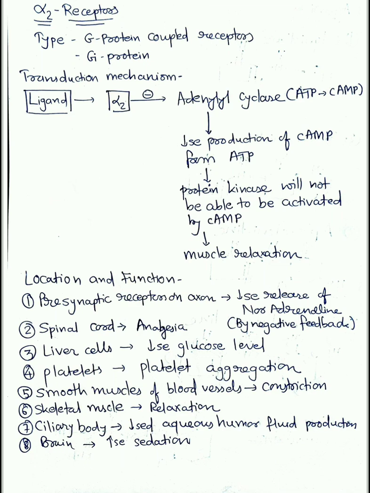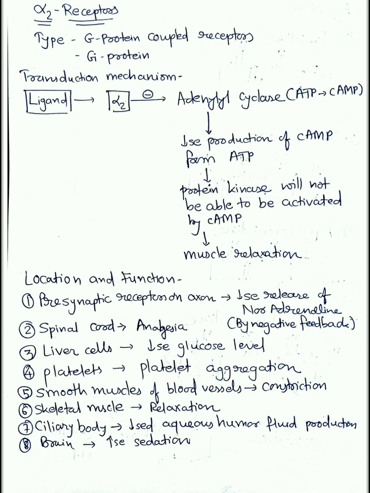So in last video, I explained the alpha-1 receptor in detail, that is the type of receptor, its mechanism, location, function, agonist and antagonist and their uses, and most importantly their structure. In today's video, I am going to explain alpha-2 receptors in detail.